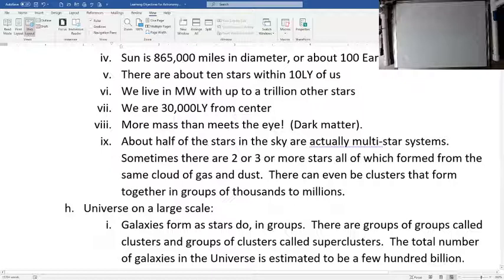About half of the stars that you see in the sky are multi-star systems, so 2 or 3 stars.